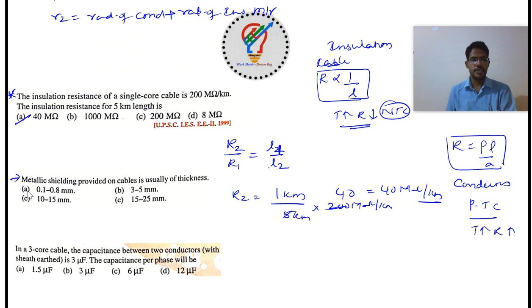And the next one here is, the metallic sheath provided on the cable is usually of a thickness of 3 to 5 millimeters.